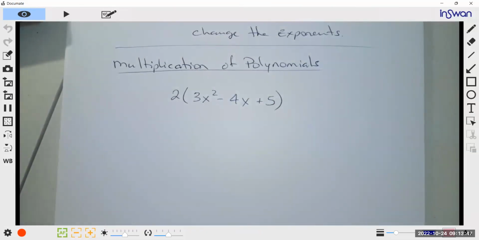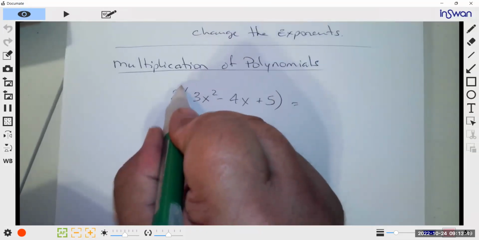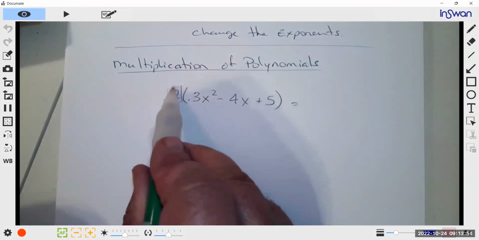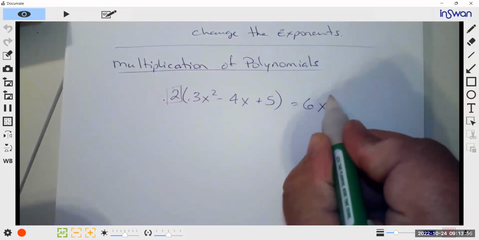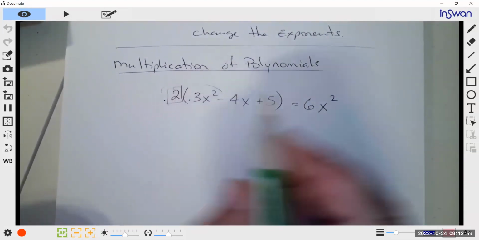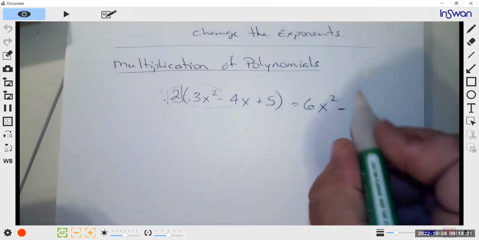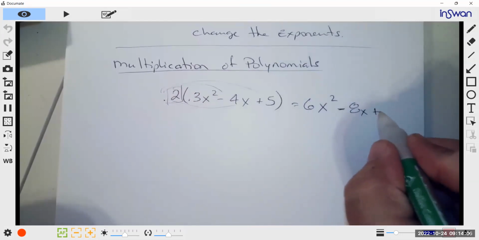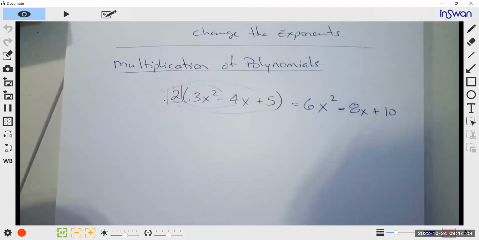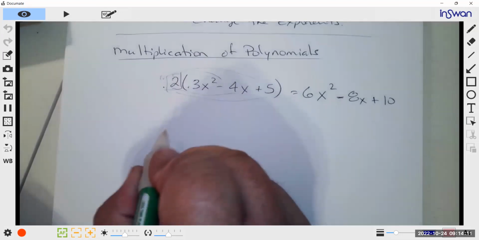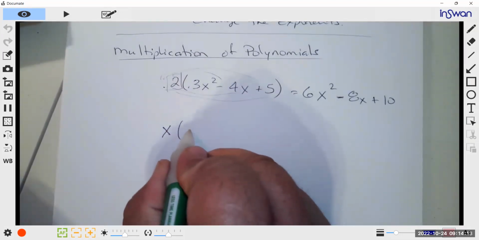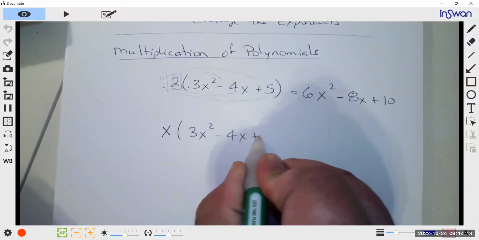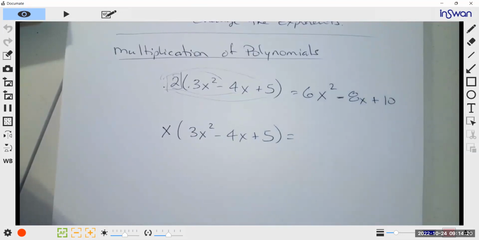Okay, so we're used to doing this already. If we have a single coefficient on front, positive times positive is positive, 2 times 3 is 6, x squared. Positive times negative is negative, 2 times 4 is 8, has an x. Positive and positive is a positive, 2 times 5 is 10. Let's see what happens now.